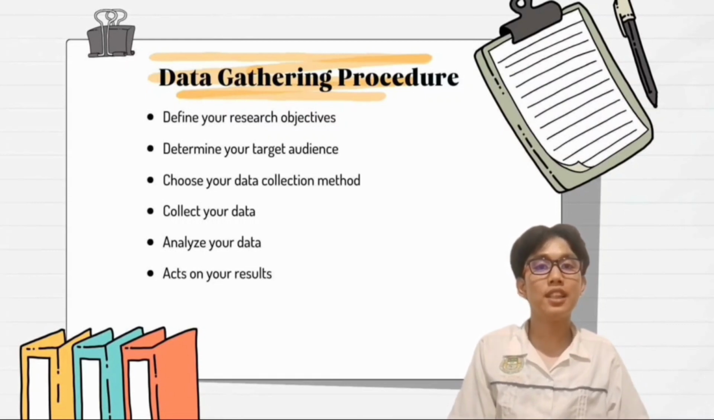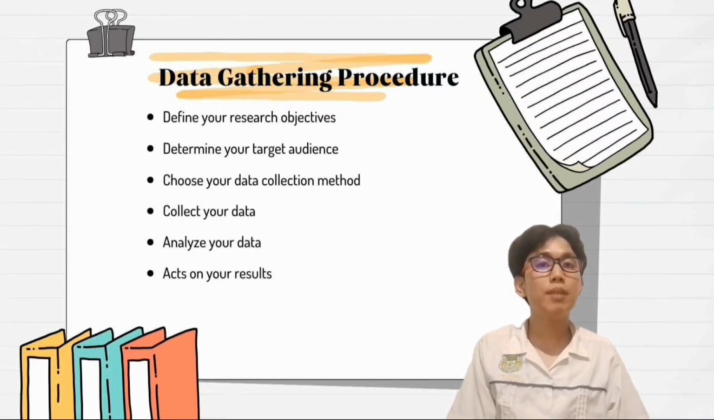Here are the steps in the data gathering procedure. First, define your research objectives. We aim to achieve or understand through the study, providing a clear focus and framework for the research process. These objectives help researchers stay on track and ensure that their efforts contribute meaningfully to their field of study.